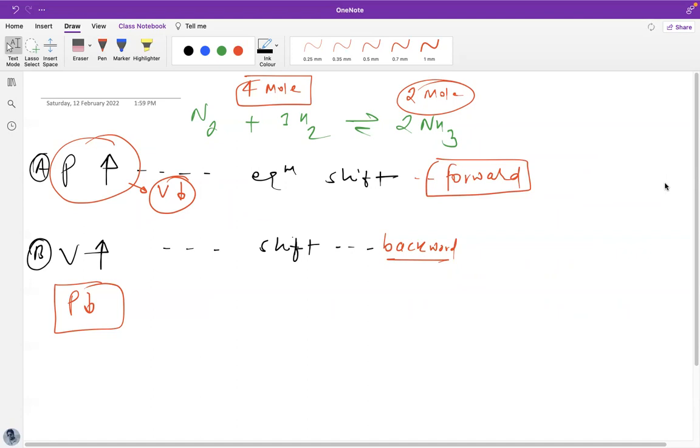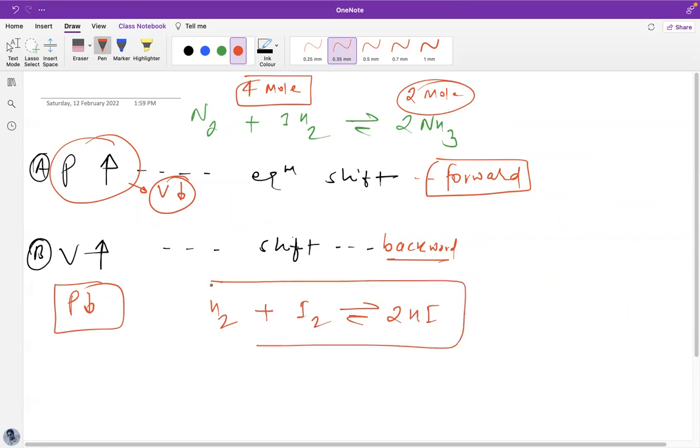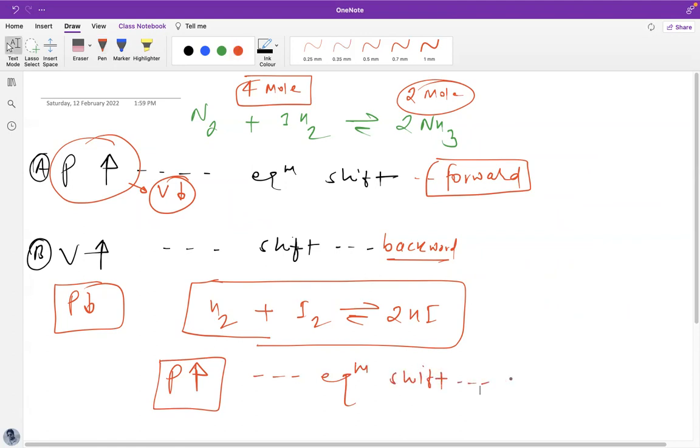Okay, perfect. Now tell me for this reaction. We have H2 plus I2, giving 2HI. I'm asking what will happen if you increase your pressure? What will be the equilibrium shift? Tell me. I got one answer. Someone is saying nothing.